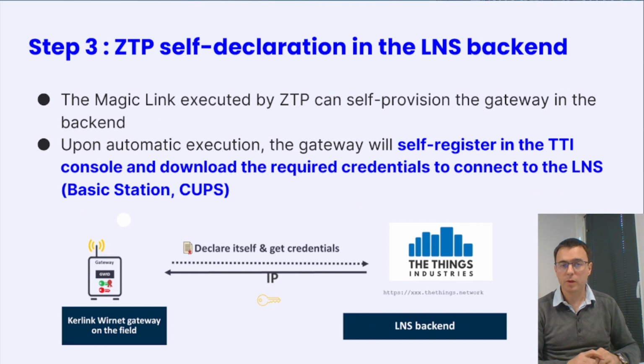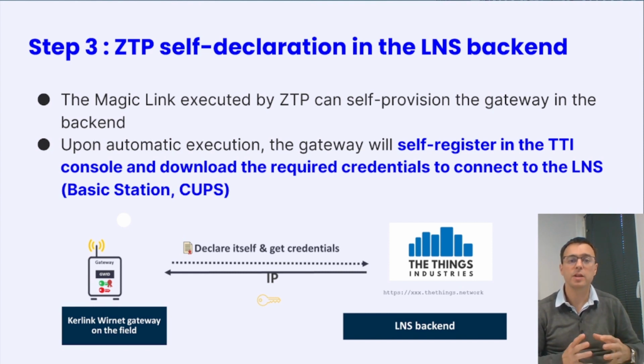Step number 3. In this example, ZTP will do the self-declaration on the LNS backend. So this is for The Things Industry backend this time. So it's executed, and the script makes the gateway self-provision into the backend. So it's an automatic execution, and the gateway will self-register on the TTI console and get all the required credentials to connect to the LNS, so the Basic Station and the CUPS credentials. You'll see that it's also installing a Basic Station if it's not there, and also can do more things like firmware update. So I will demonstrate that.